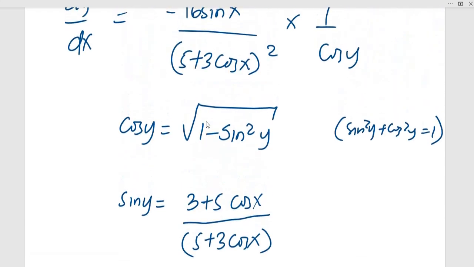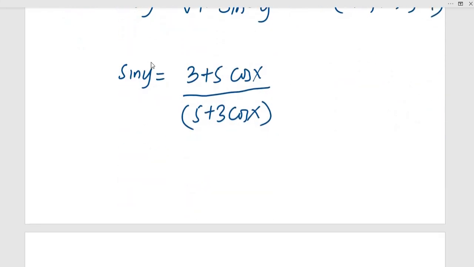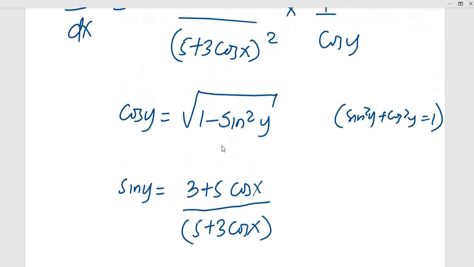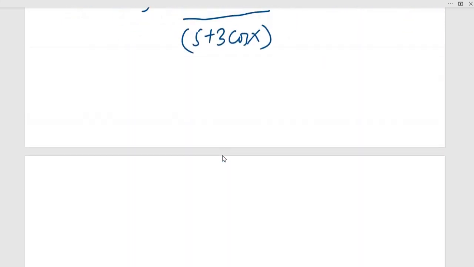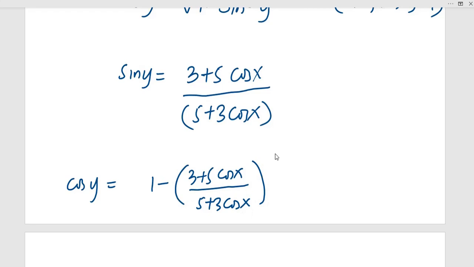So what if we square it? Now if we square it so that we put it in this expression of cos y, then cos y will equal the square root of 1 minus sine squared y. So I square this. This will be (3 plus 5 cos x) divided by (5 plus 3 cos x), everything squared.